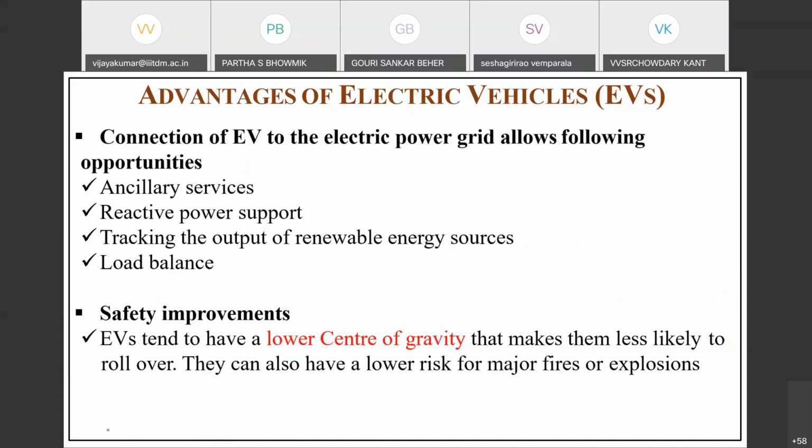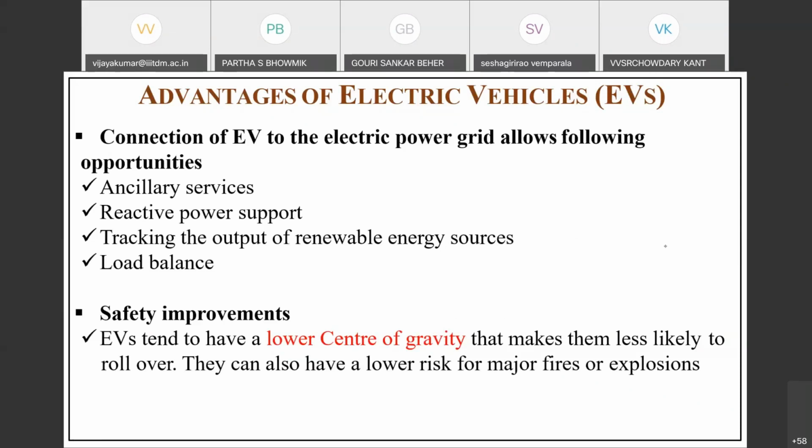And when we talk about EVs, they are connected to the grid. There are a lot of opportunities in smart grid technologies like ancillary services and reactive power support. How is it possible? By aggregating all the EVs in the system, only then can you achieve these ancillary services and reactive power support. We'll discuss that in future slides if possible.